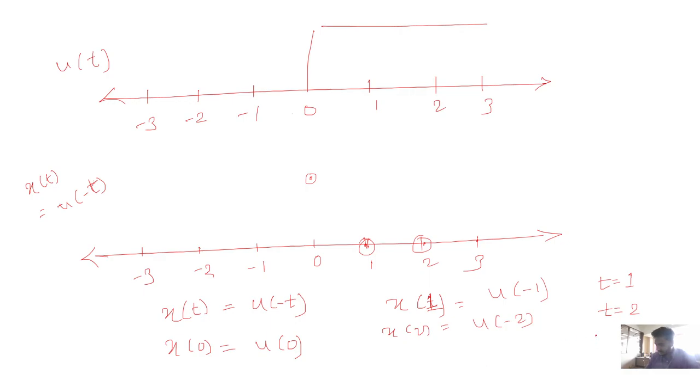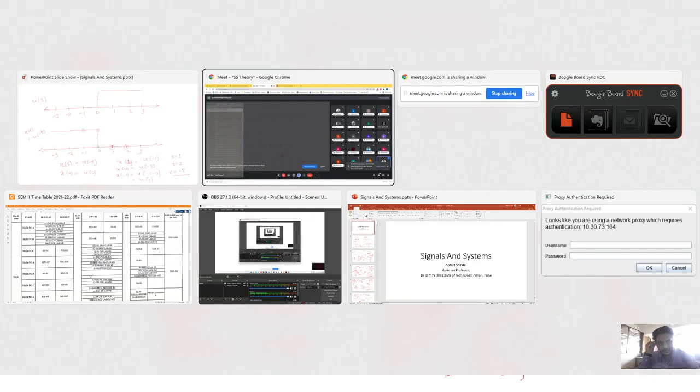Let's consider a negative value of t, t equal to minus 1. So x of minus 1 will be u of minus minus 1, which is u of 1. And u of 1 is 1, and therefore x of minus 1 is going to be 1. It will be true for all the negative values of t, and therefore it is going to be a step response in the negative direction. It is something like this. I hope I am clear.